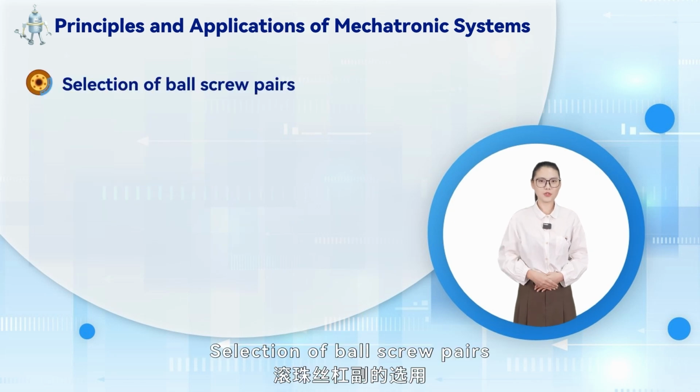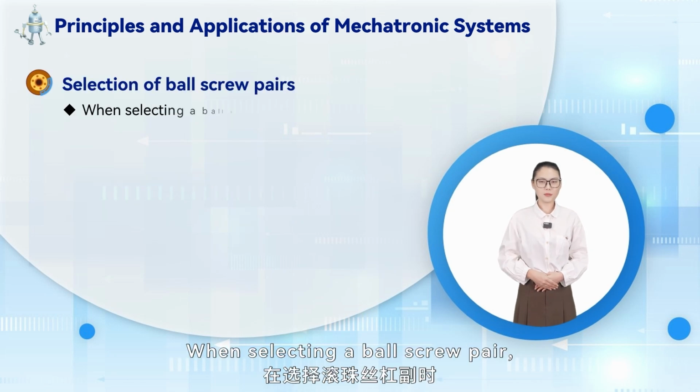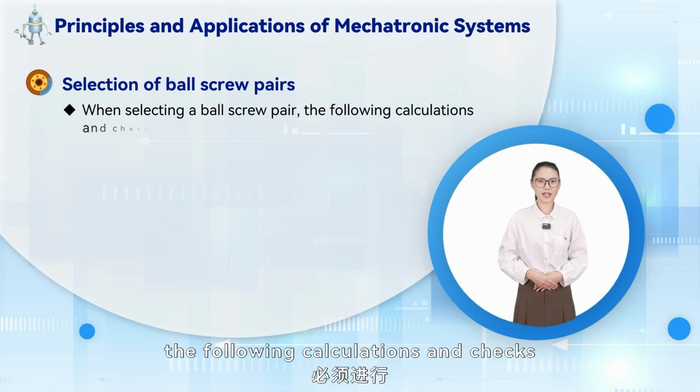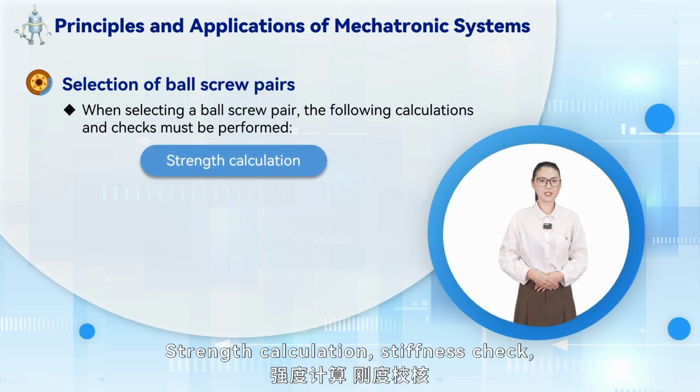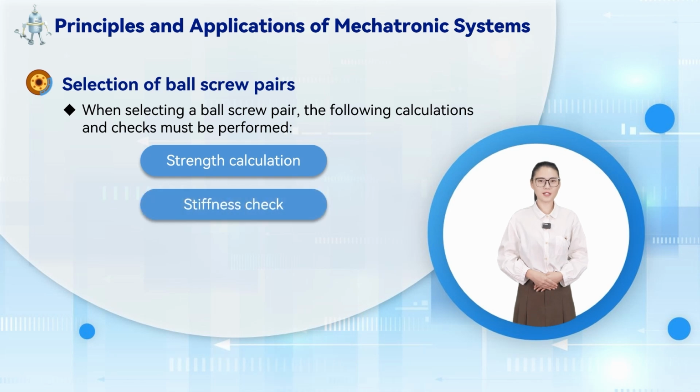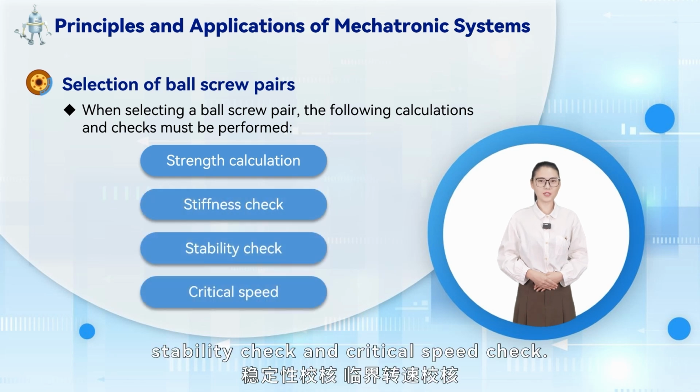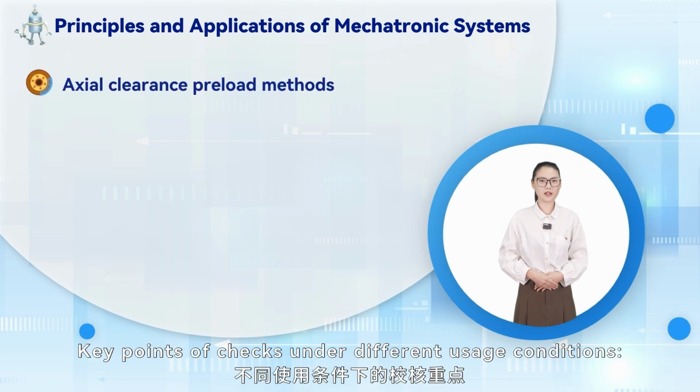Selection of ball screw pairs. When selecting a ball screw pair, the following calculations and checks must be performed: strength calculation, stiffness check, stability check, and critical speed check. Key points of checks under different usage conditions.